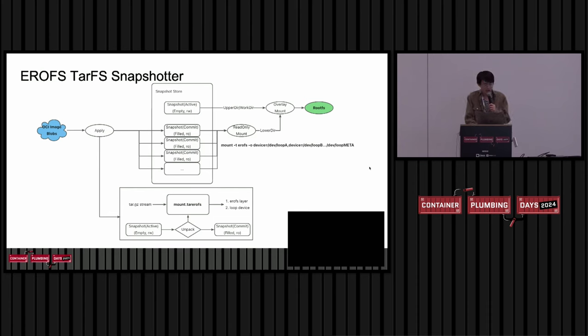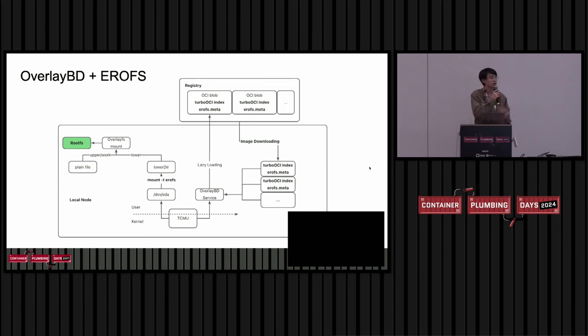And if you can do a little bit to the registry, then we have a better option, which is lazy loading. Our solution is combining OverlayBD with EROFS to provide a lazy loading EROFS image. Basically, in the registry, instead of storing only the OCI blob itself, we're going to store two additional things. First is the Turbo OCI index, which handles the GZIP indexing and the tar indexing, similar to SOCI indexing. And second, we have an EROFS meta layer, which is generated when you push the image.